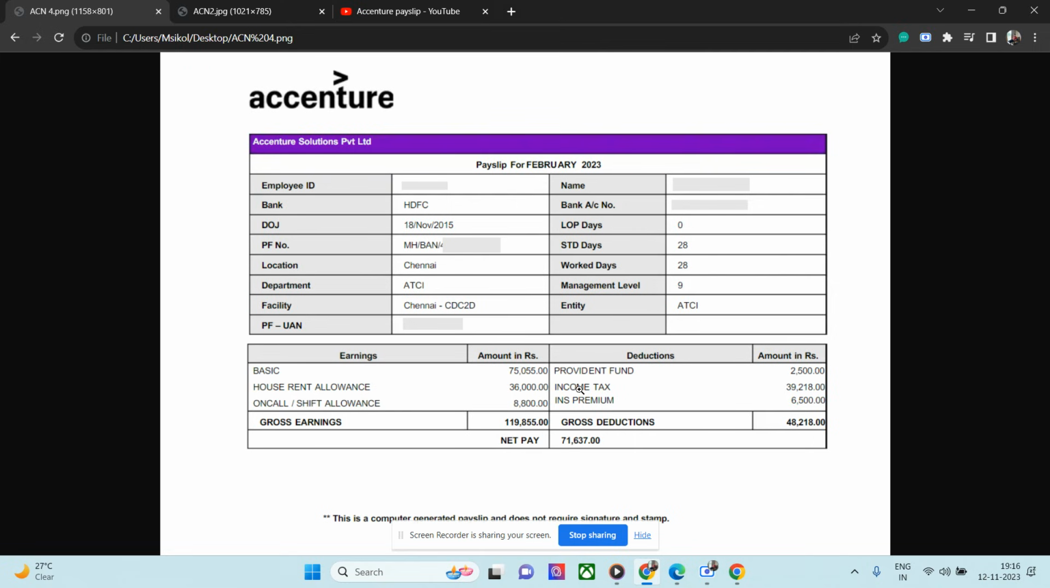And if you see the deductions, provident fund, the minimal that he is saving, is 2,500, which is pretty less. And income tax, definitely it would be high. Almost 40,000 he is paying in income tax. So maybe he is not utilizing his tax exemption. And insurance premium is 6,500 rupees. So 48,000 deduction out of 1.2 lakhs, he is making 71 to 72,000. Now this could be slightly higher in some cases if someone is utilizing the tax exemption.